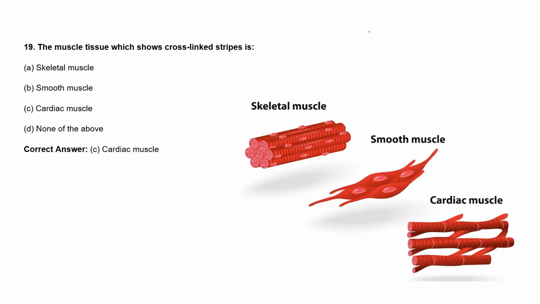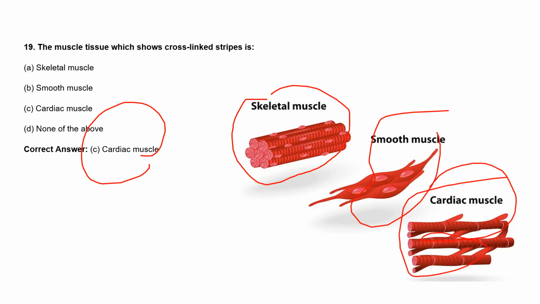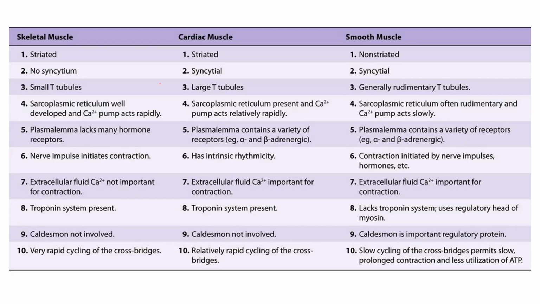So let's see. The right answer is the cardiac muscle, which shows the cross-linked strips. Here we can see that this is the skeletal muscle, this is the smooth, and this one is the cardiac muscle, which shows these cross-linked strips. Let's see what is the difference between the skeletal muscle, cardiac muscle, and the smooth muscle.